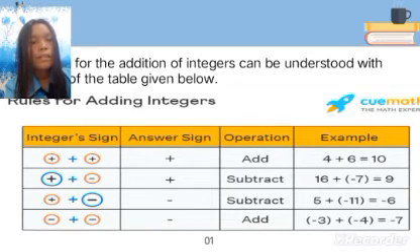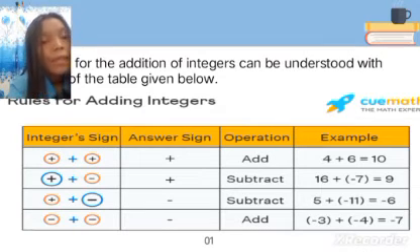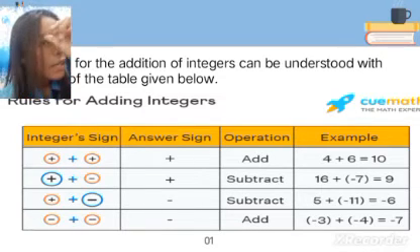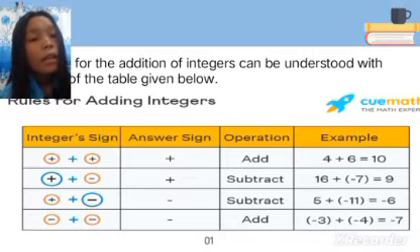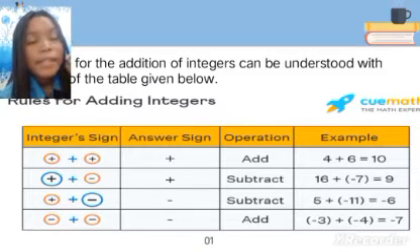So, what could be the operation? The operation of that is subtract. So, 5 plus negative 11 is equal to negative 6. Why? Because the sign of the positive is lower than the negative, so the answer of that is negative, right?